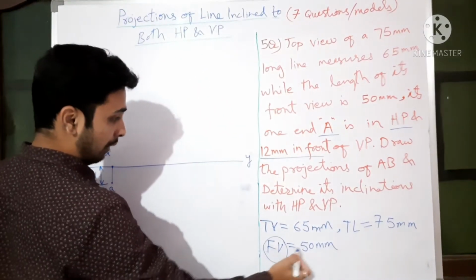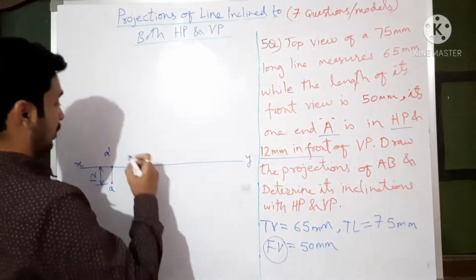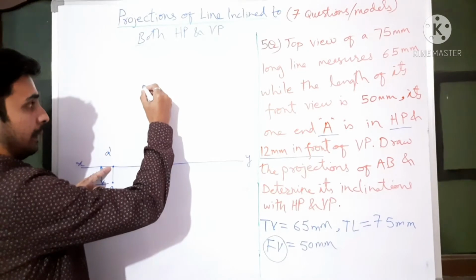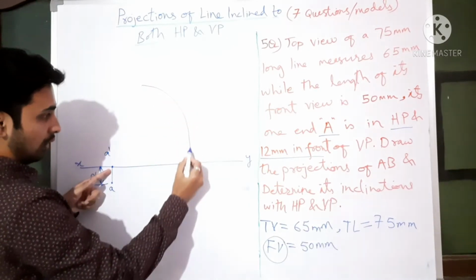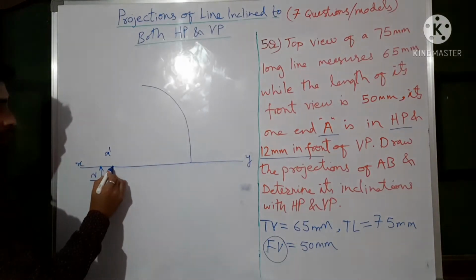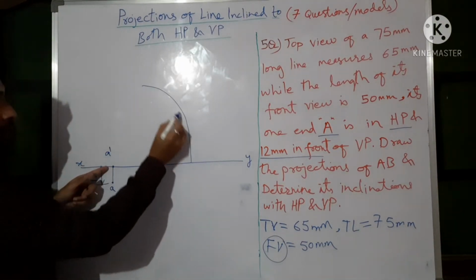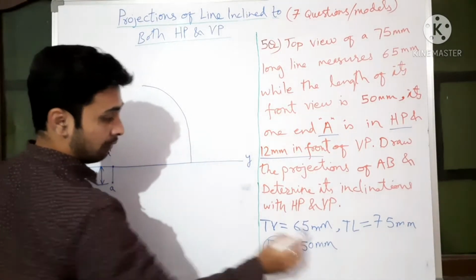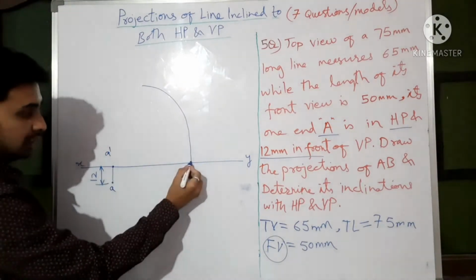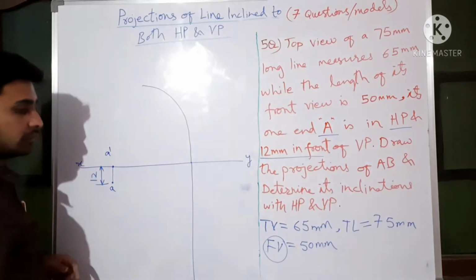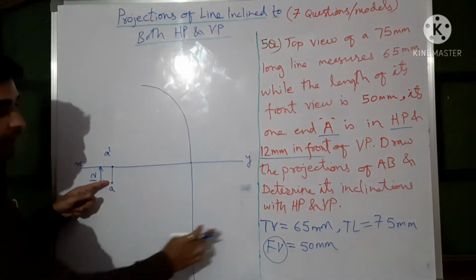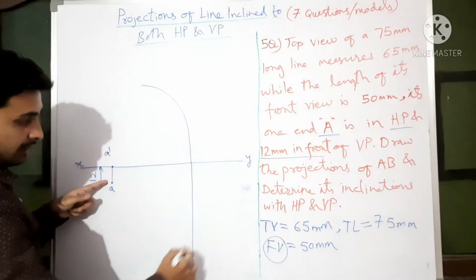So here front view is 50 mm. So take this as center, radius 50 mm, and draw the arc like this. This is the center, radius is 50. Why? Because front view is 50 mm. Where is the front view? We don't know. Just we have drawn the arc and projected vertically downward. You can start with the top view also. You can take this as center, top view 65 as radius, and then rotate.